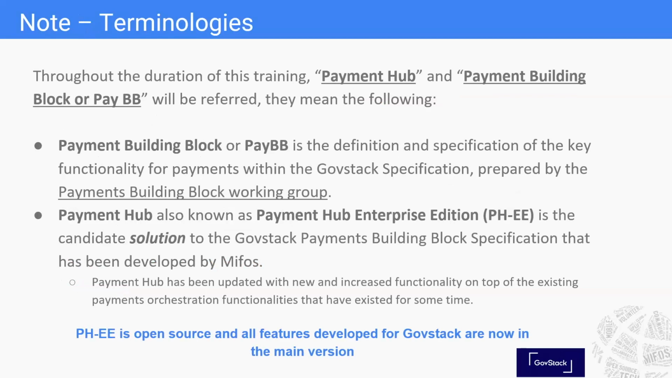Before we move forward, as always, we would like to clarify the terminologies that may creep up from time to time during our session. So we have Payment Hub and we have Payment Building Block. Payment Building Block refers to the requirements that were chalked out by the Payment Building Block working group, and it refers to the use cases that were required to be implemented. Whereas Payment Hub is the candidate solution on which the Payment Building Block requirements have been implemented.